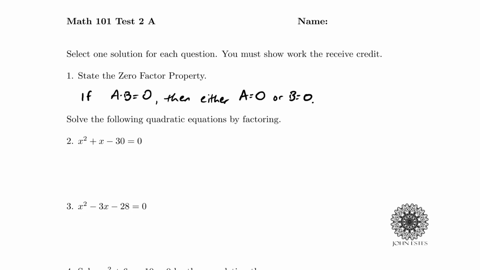So I need to think of two things that multiply to give me negative 30 and add to give me positive 1. 6 and negative 5. x plus 6 times x minus 5. Those multiply to give me negative 30, add to give me positive 1.